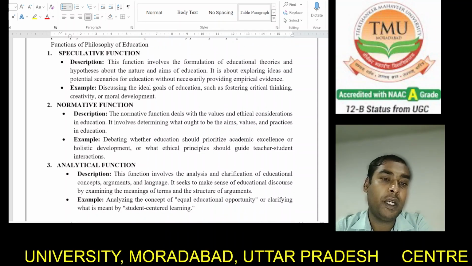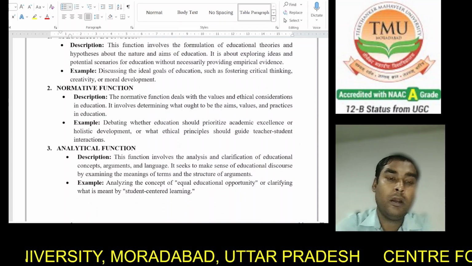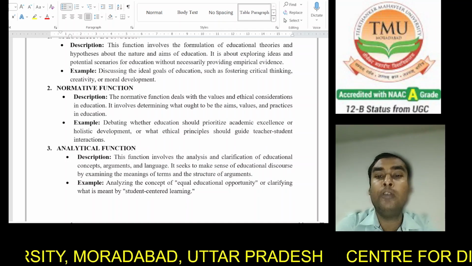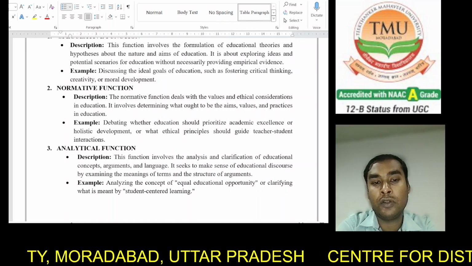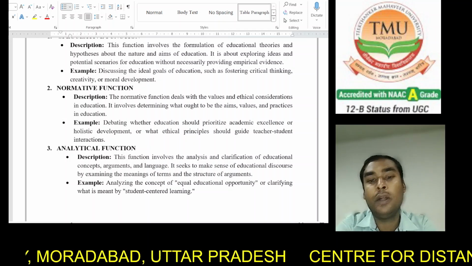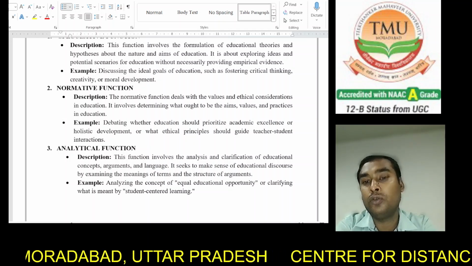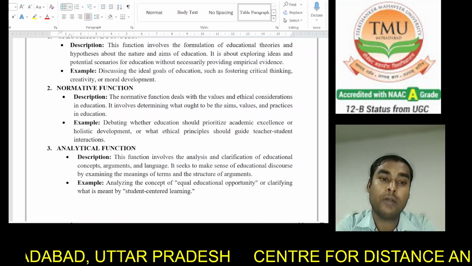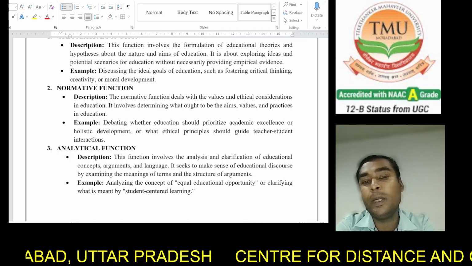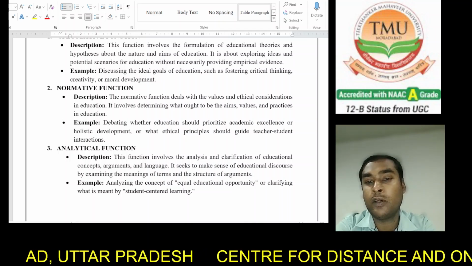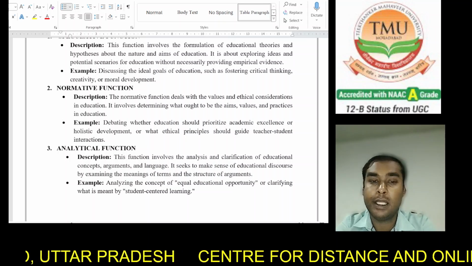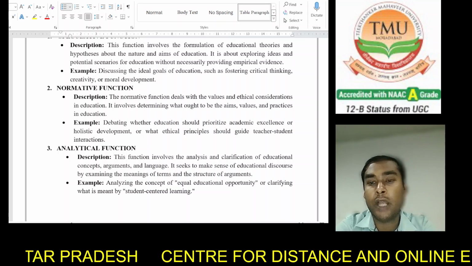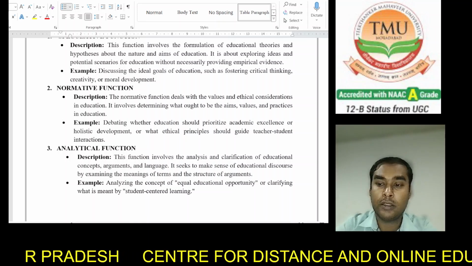Next is the normative function. The normative function deals with the value and ethical considerations in education. It involves determining what ought to be the aims, values, and practices in education. For example, debating whether education should prioritize academic excellence or holistic development, or what ethical principles should guide teacher-student interaction.